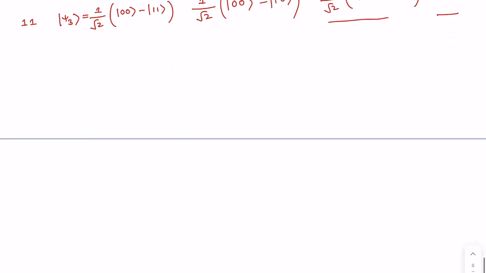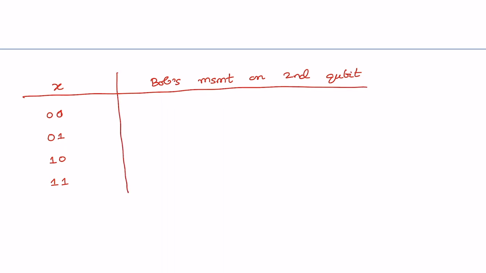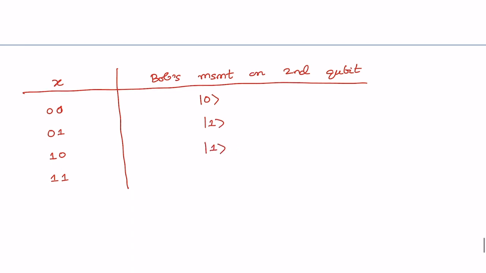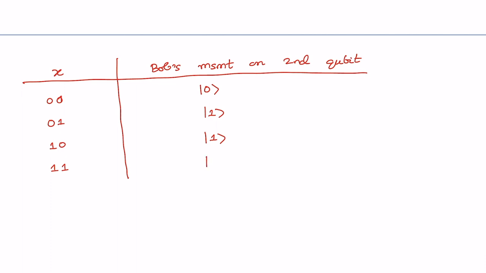And in fact, let me make a table here regarding Bob's measurement of the second qubit. The corresponding classical bits are 00, 01, 10, 11, and Bob's measurement result on the second qubit. So if the classical bits are 0, 0, then Bob may get 0 because of his measurement on the second qubit. If it is 0, 1, then the second qubit may be 1. And if it is 1, 0, the second qubit measurement will result in 1. And if the classical bits are 1, 1, then the second qubit measurement will give Bob 0.